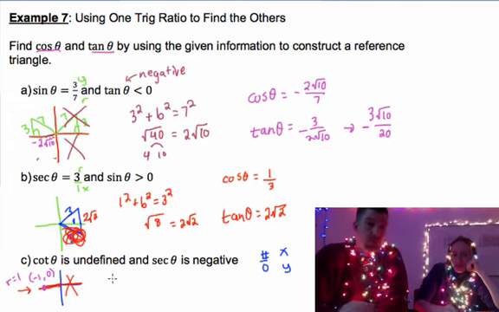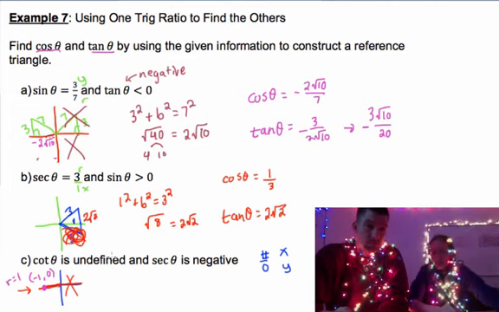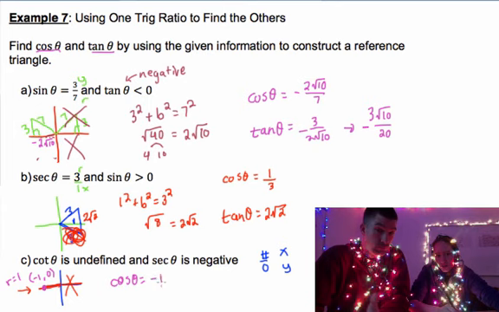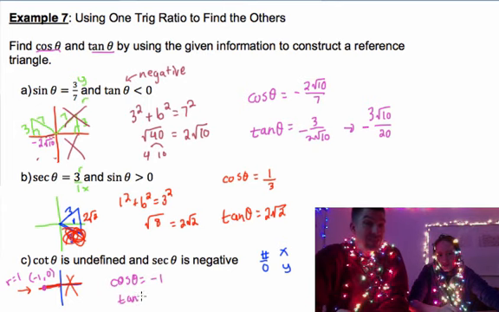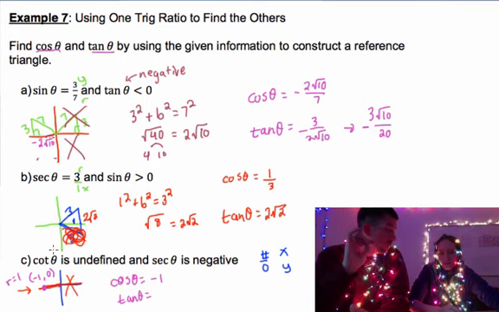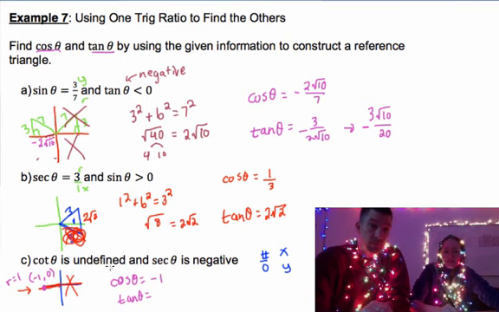So then cosine is -1, because it's x over r, and tangent would be 0 because that's the reciprocal of the cotangent. If it's undefined, we have a number over 0, and so now if we flip it, it's 0 over a number, which is 0. Game over.